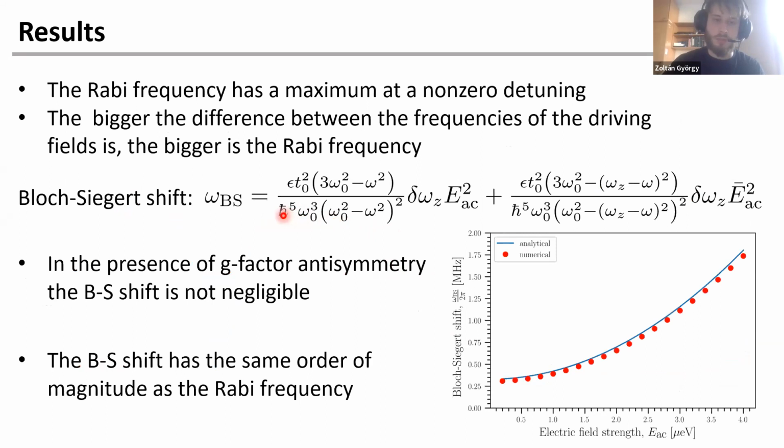We determined the Bloch-Siegert shift. This is also a perturbative result. It is second order in the electric fields, so it is in the same order of magnitude as the frequency of the oscillation. It is proportional to the G-factor antisymmetry. It means that in the presence of G-factor antisymmetry, the Bloch-Siegert shift is important and it is not negligible. It must be taken into account. This is just the Bloch-Siegert frequency as a function of this electric field strength, and we can see here a nice parabola as we expect from this formula.